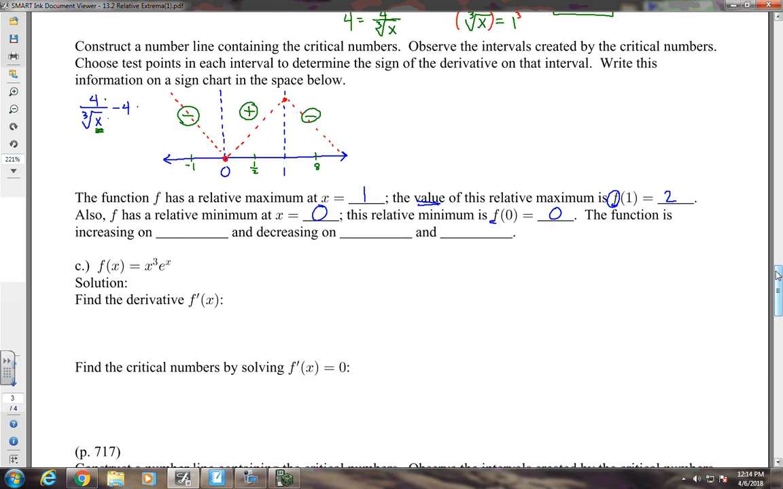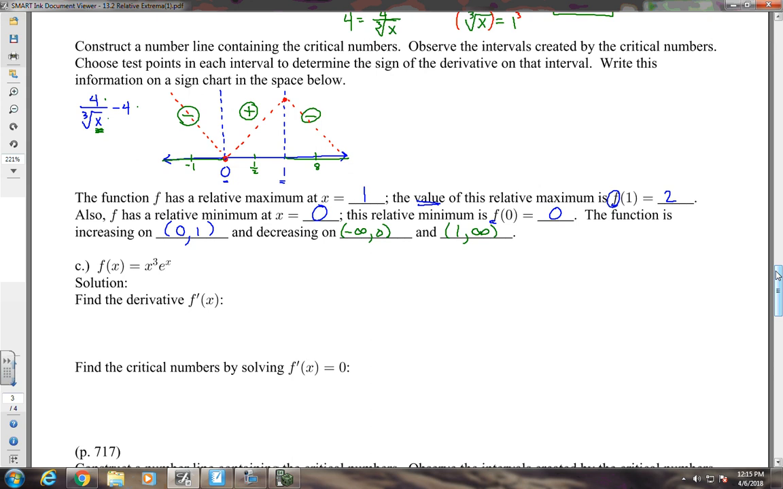So the function, looking at our sign chart, is increasing there in the middle. Now reading the leftmost x value to the rightmost x value, it's increasing on 0 to 1. And it's decreasing where it's negative. So I'm looking at this interval from negative infinity to 0. It's decreasing. And it's decreasing on this interval. Leftmost x value there is 1, rightmost x value is infinity. So we can make a pretty good graph if the problem required us to do so.